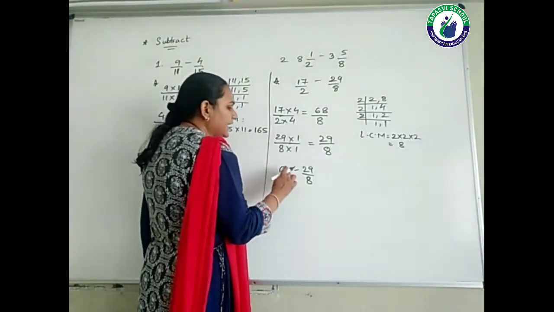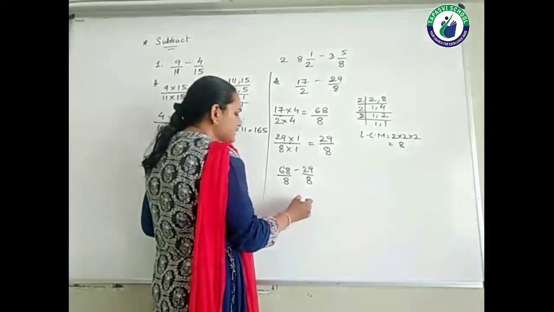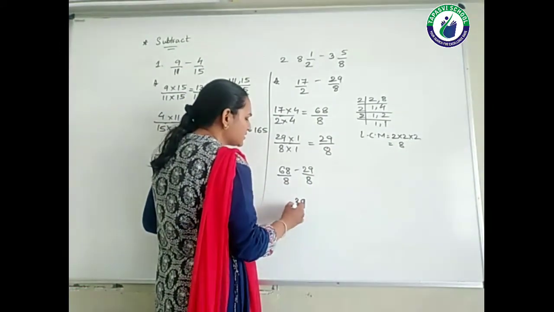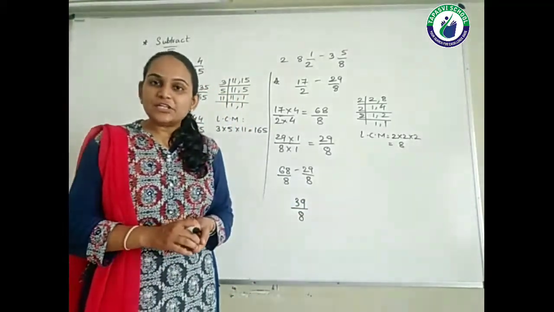68 upon 8 minus 29 upon 8. So 8 minus 9, it is not possible. So 18 minus 9, it is 9, and 5 minus 2, it is 3, so 39. So we get here, students, 39 upon 8, right?